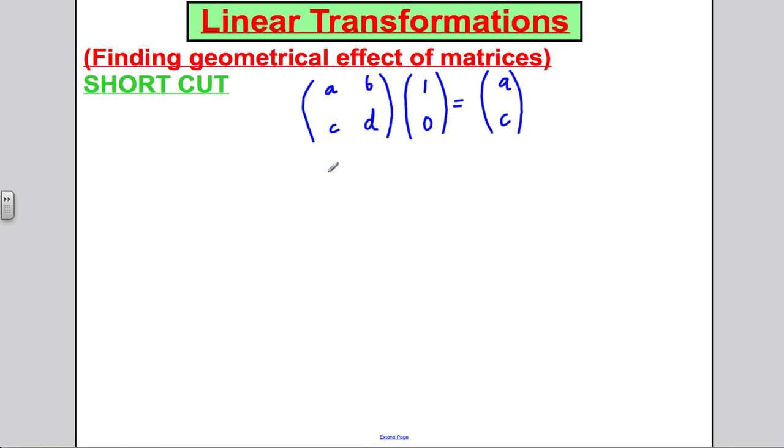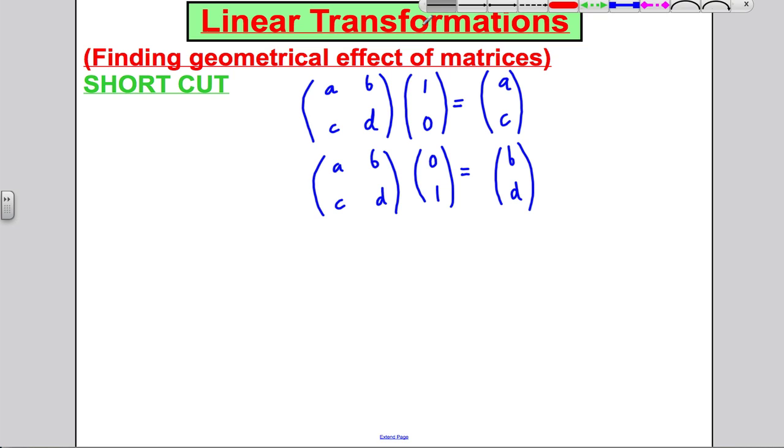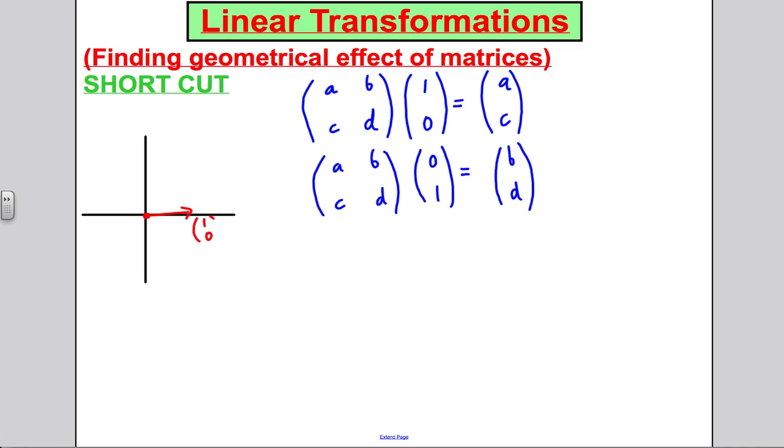So, and if you do the exact same thing, A, B, C, D, and you multiply it by the point 0, 1, the position vector 0, 1, what do you get? Well, you get B and you get D. Okay, so what? What does that tell you? Well, just draw a picture first of all before I fully go into it. Here's the plane, and 1, 0 can be represented by that vector 1, 0, and 0, 1 can be represented by that vector 0, 1.